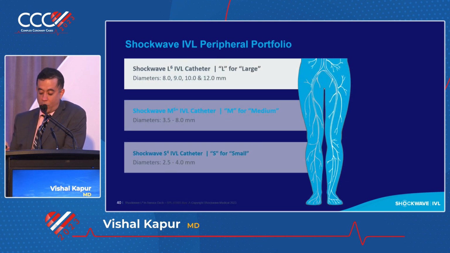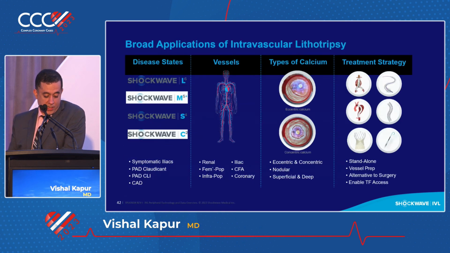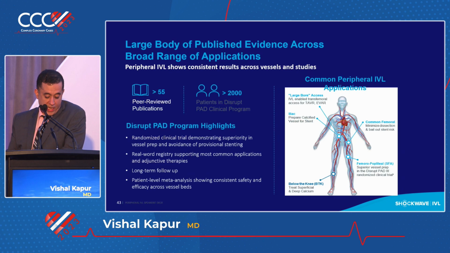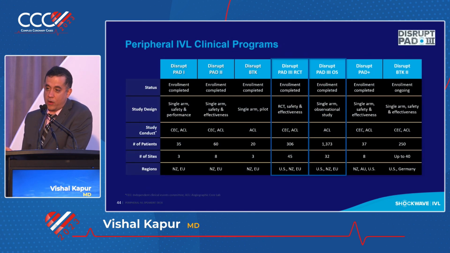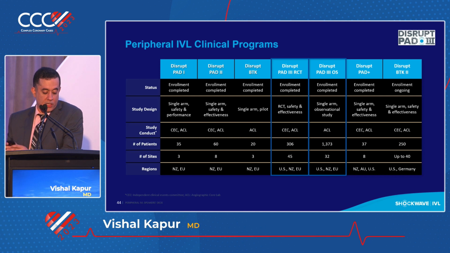It comes in 3 different formats: the large size, the medium size, and the small, depending on where you're going to use it. Applications we talked about, and these are certain clinical trials just to go over where all this data comes from. They did the trial in the coronaries, and they did trials in the peripheral. The peripheral trials are known as the Disrupt trials: PAD1, PAD2, PAD3, and below the knee.